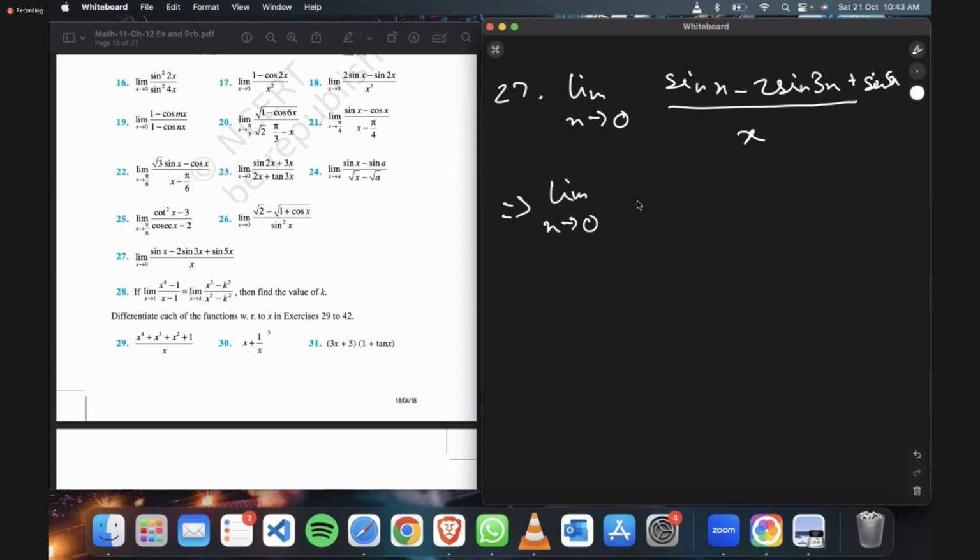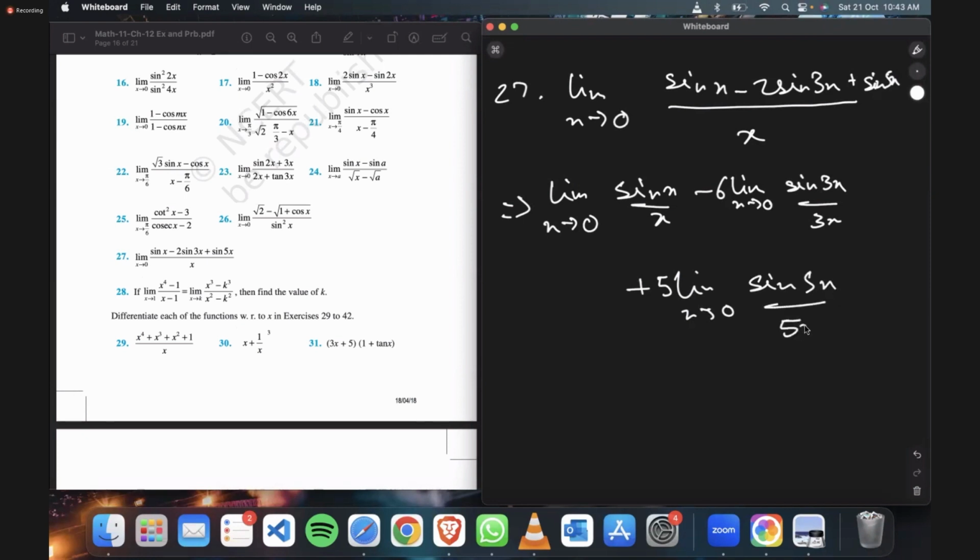You can put the limit x tending to 0 of sine x by x minus limit x tending to 0, these are 2 and you want a 3 here, so 6 times sine 3x by 3x, right? And plus, what do we have? We have a sine 5x, so limit x tending to 0 with a 5, and we have a sine 5x in the numerator and 5x in the denominator. What will it be? So 1 minus 6 plus 5 equals 0. Alright, so let's move on.